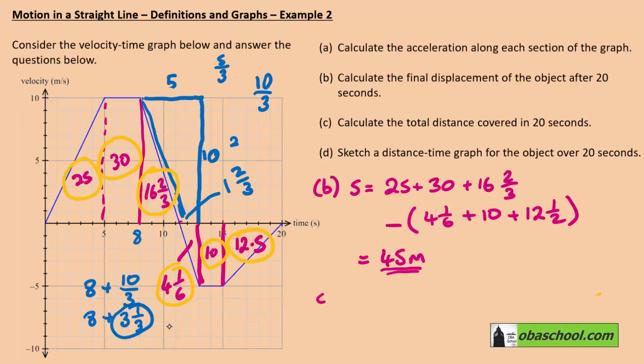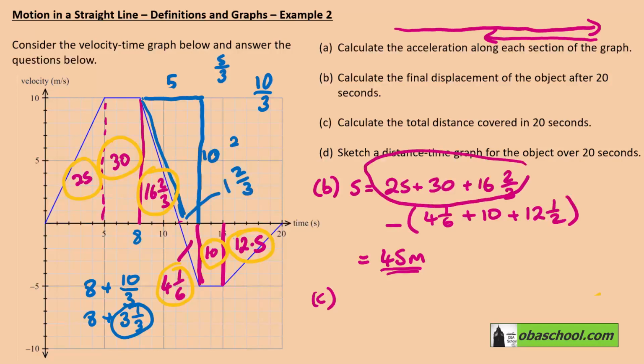And then in C, we want the total distance covered in the 20 seconds. Now remember, at the beginning, we looked at the motion and it traveled outwards and then back. And the outward distance was these three here. And the return distance was the contents of this bracket here. If we want distance, it's just going to add instead of subtract.